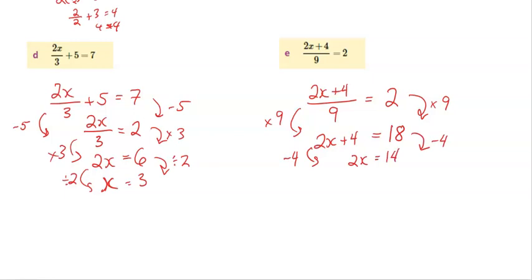And then in the end, if I've got 2 x's, I divide them by 2, and I only get 1x, and I divide this by 2, and I get 7. That's it.